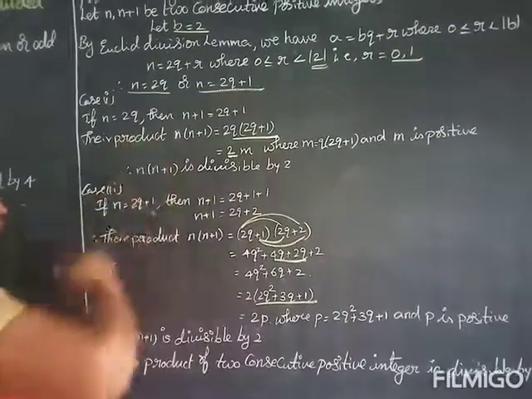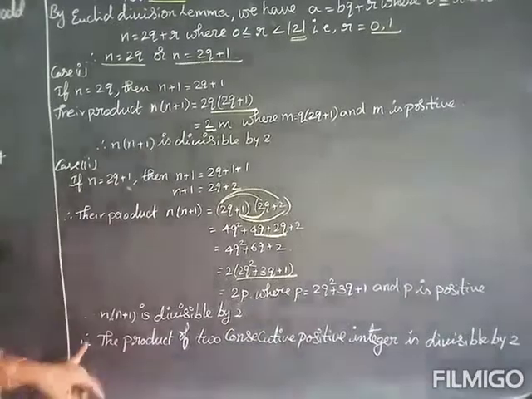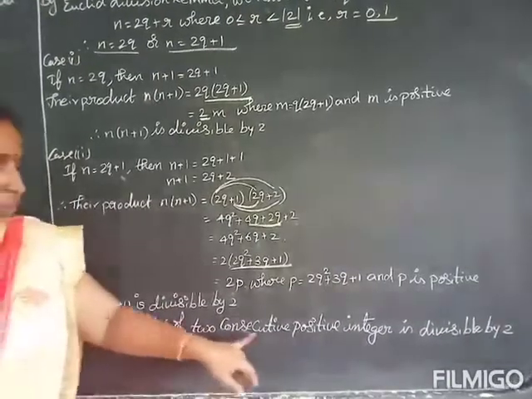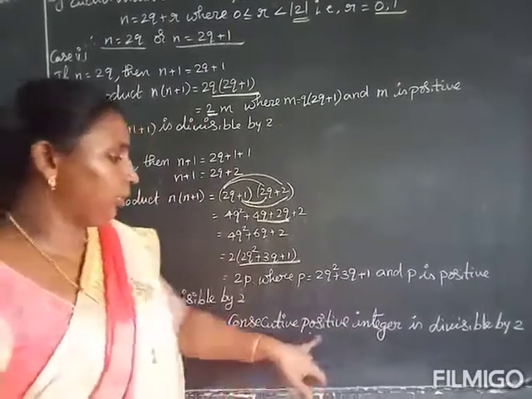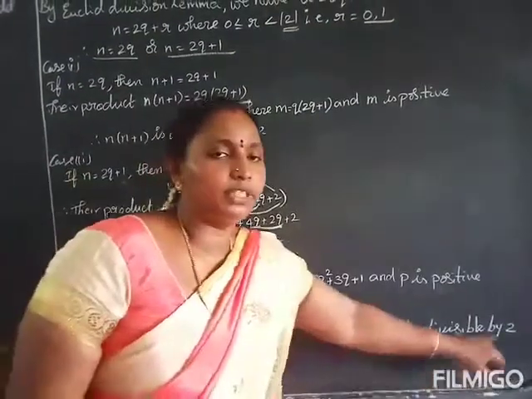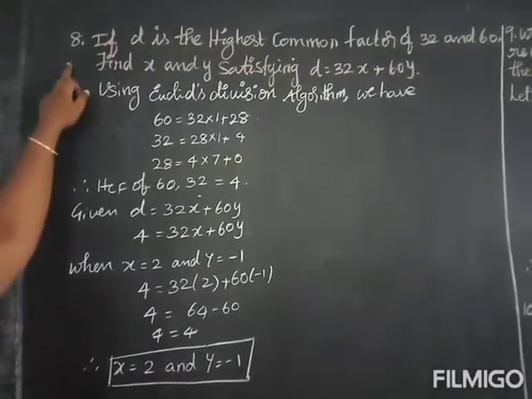If n equals 2q plus 1, it is also divisible by 2. Therefore the product of two consecutive positive integers is divisible by 2. Next we are going to see the 8th one.